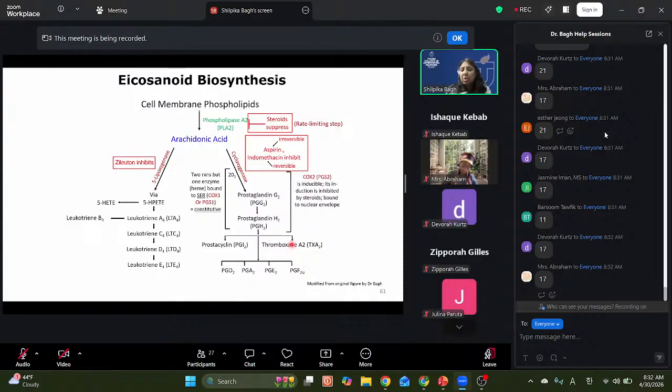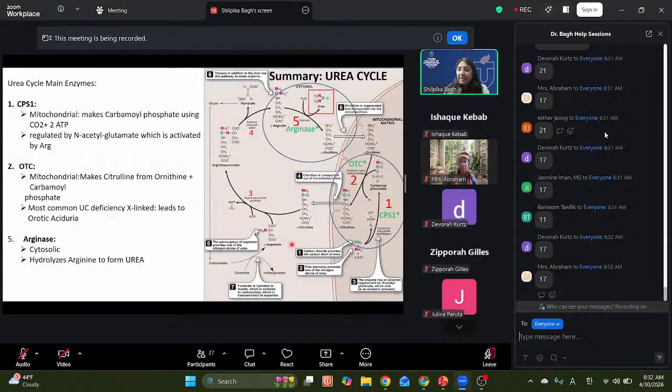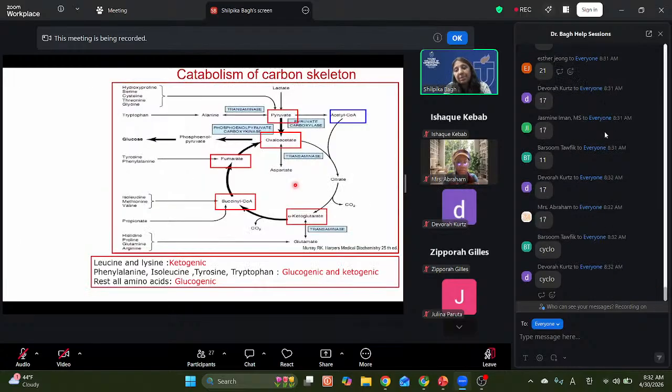Eicosanoids have the cyclooxygenase and lipoxygenase pathways. Aspirin, indomethacin, what are they? Are they cyclooxygenase inhibitors or lipoxygenase inhibitors? Cyclooxygenase inhibitors. Urea cycle in the liver: 2 mitochondrial steps, 3 cytosolic steps.